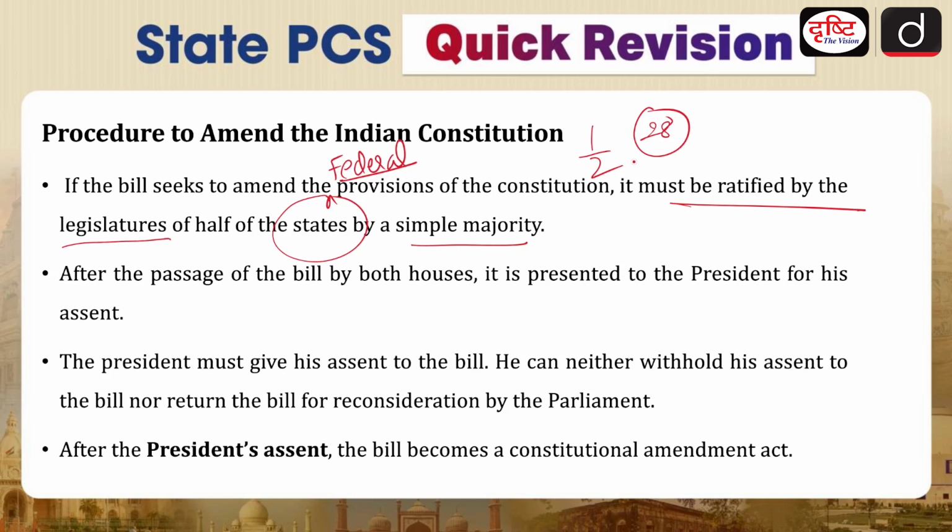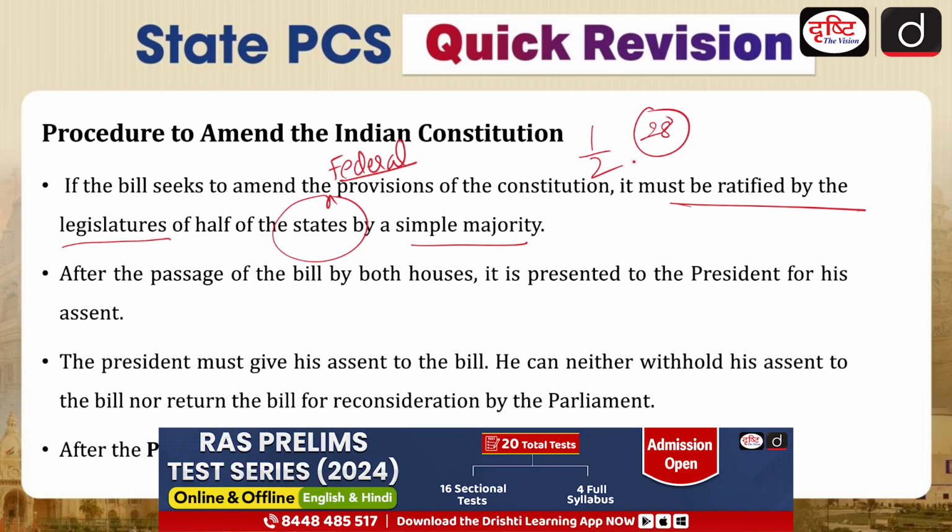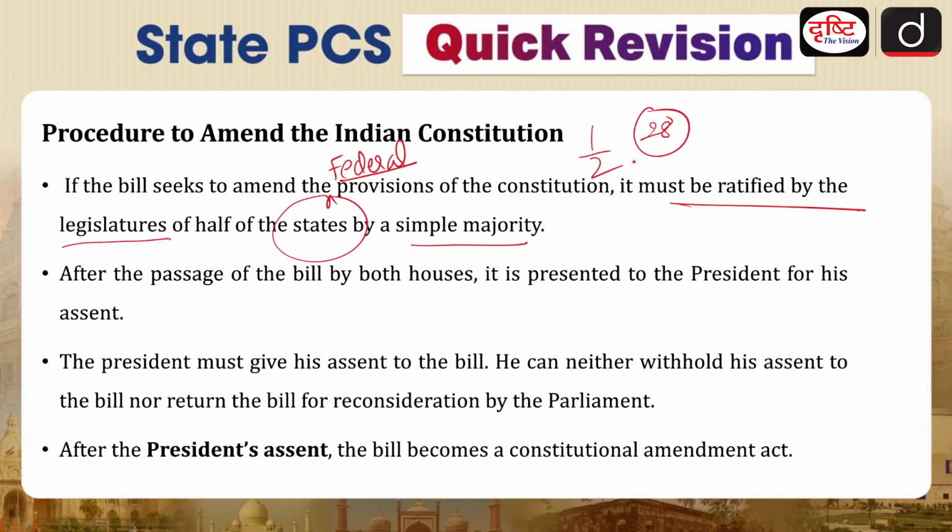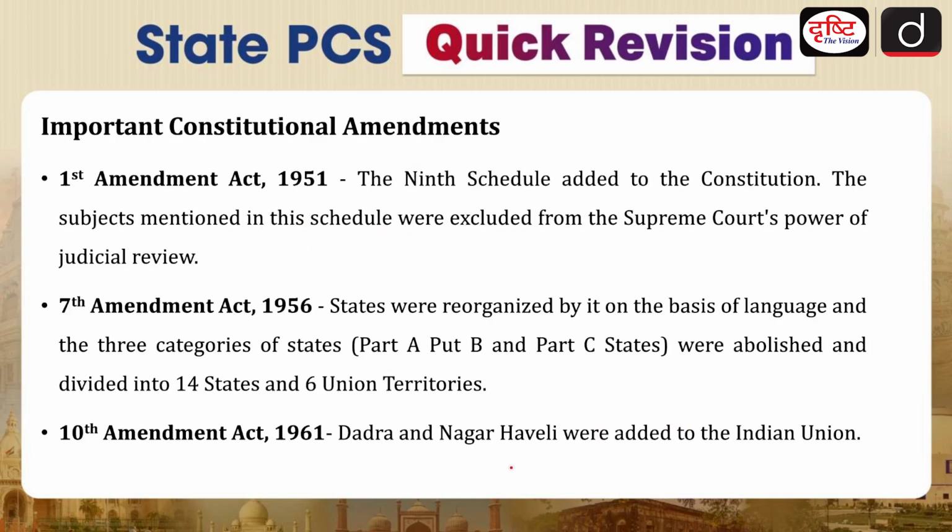After a bill is passed by both the houses of Parliament, that is Lok Sabha and Rajya Sabha, it will be sent to the president for assent, and the president has to give the assent. The president does not have the power to send it back for reconsideration, and he cannot withdraw the assent. Only one option he has, that is to give the assent. After the president's assent, that bill will become a Constitutional Amendment Act, and this is the procedure to change the constitution. Now we can move further to the important constitutional amendments.